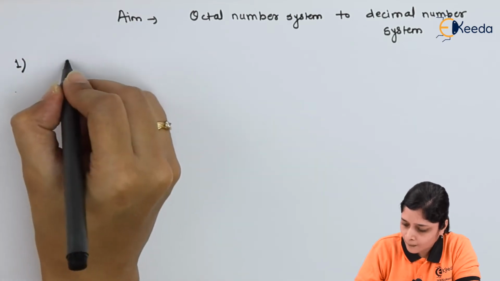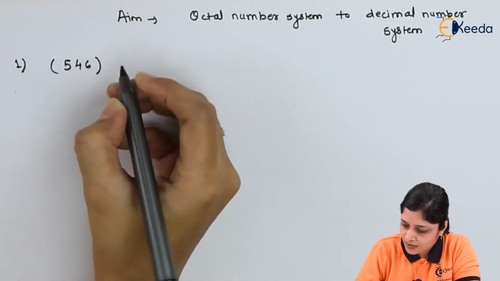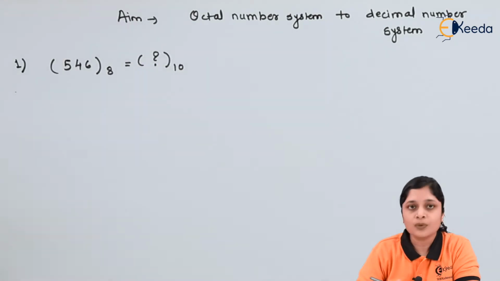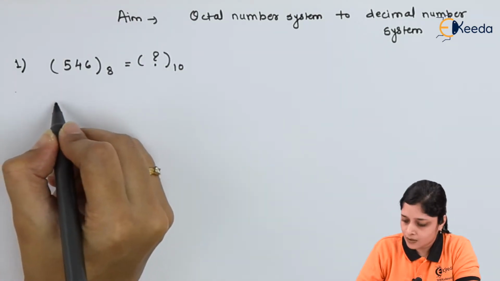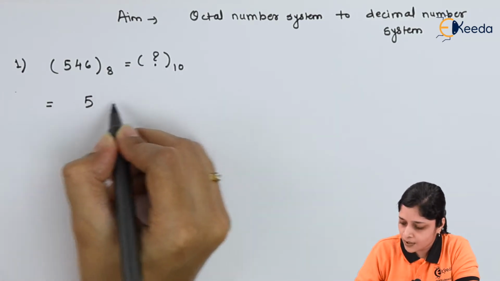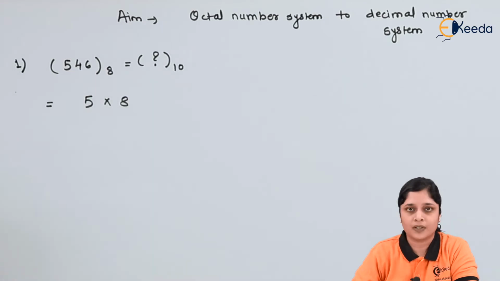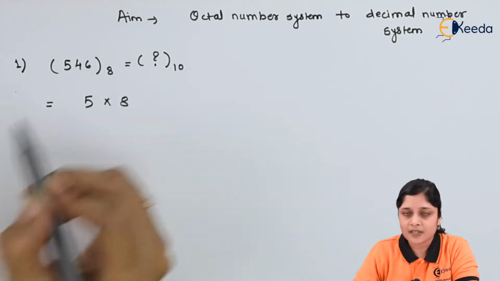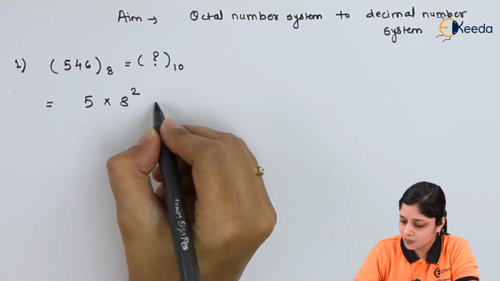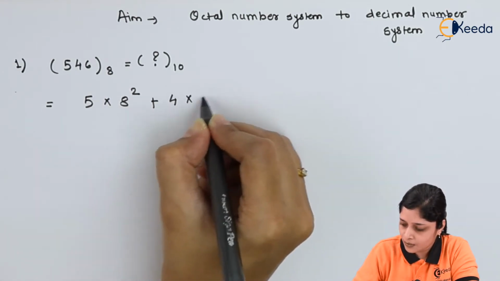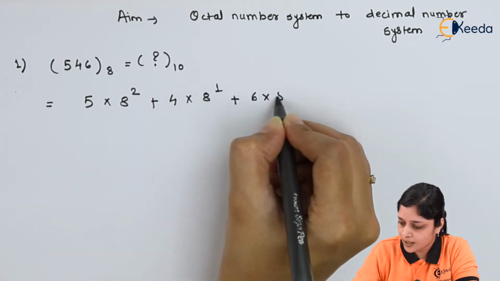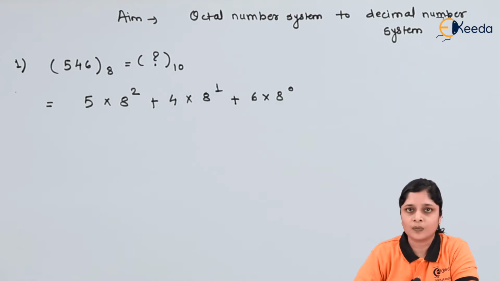First problem, 546 to the base 8. You have to convert it into decimal form. So, how you will write? Write down 5 into 8 raised to the power. Here, 3 numbers are there. So, you will write 8 raised to the power 2 plus 4 into 8 raised to the power 1 plus 6 into 8 raised to the power 0.